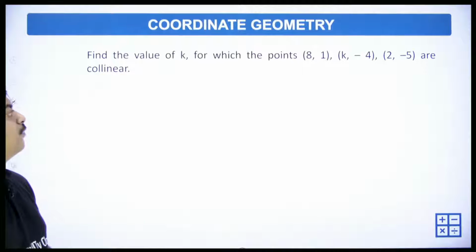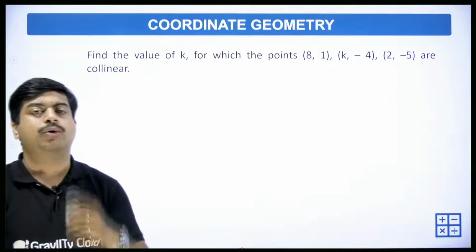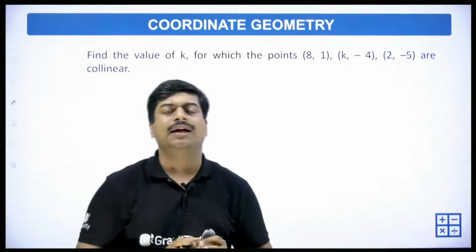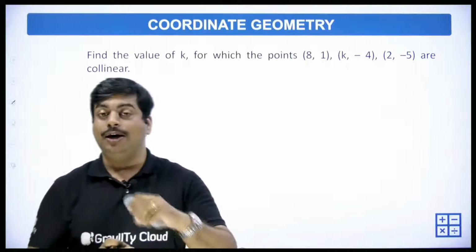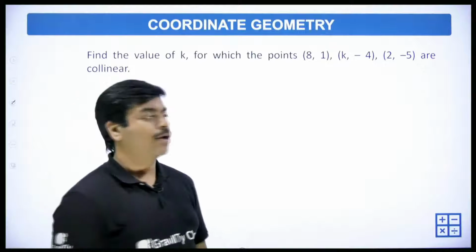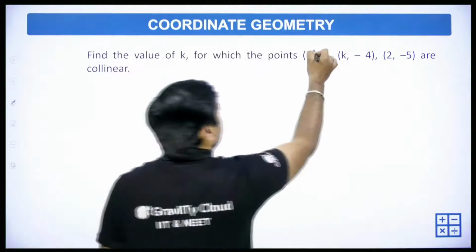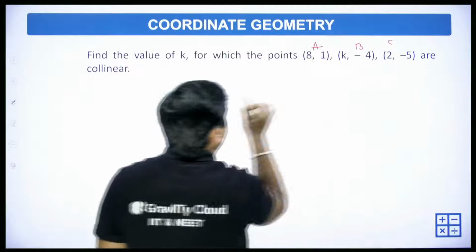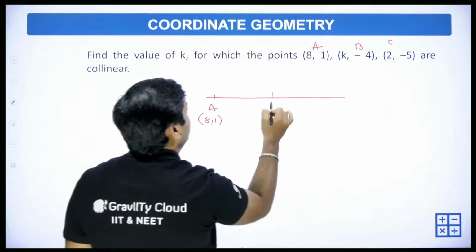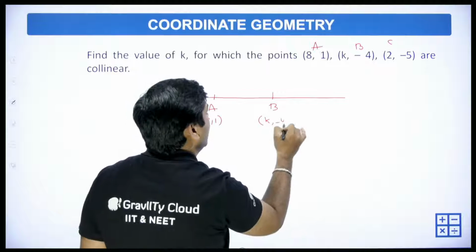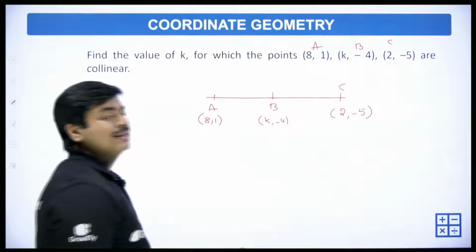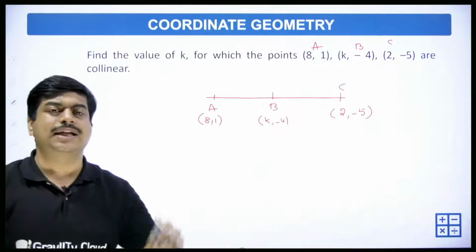Find the values of k for which the points are collinear, and I told you. Now let's try to discuss the same collinearity condition in another way, not through the area of the triangle but through the slope of the line. I said these 3 points are collinear. Let's say A, B, C: A (8, 1), B (k, -4) and C (2, -5). These 3 points are collinear, that means they are on the same line.